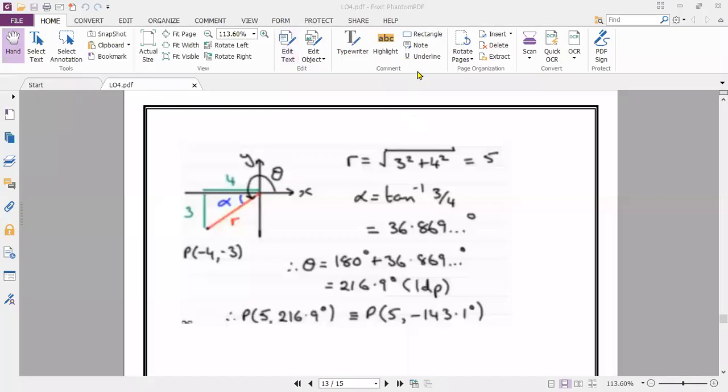What about the next point? The next point is (-4, -3). So we will find r, the square root of (-4) to the power of 2 plus (-3) to the power of 2, which is 5.